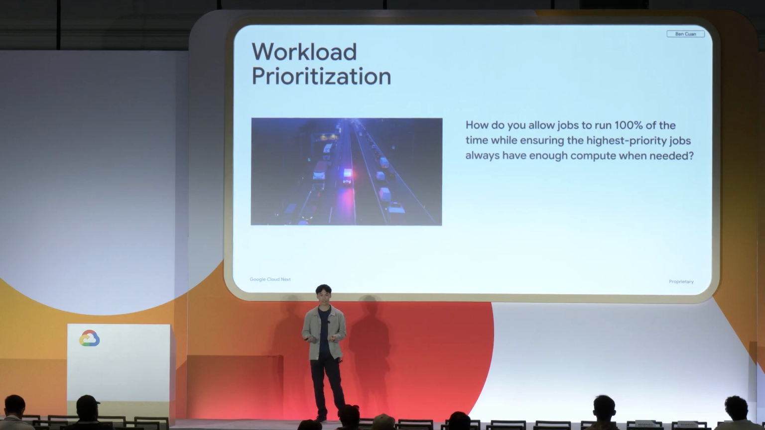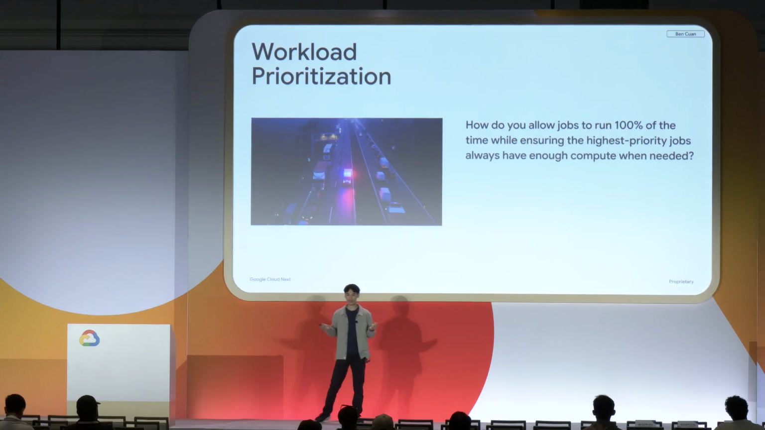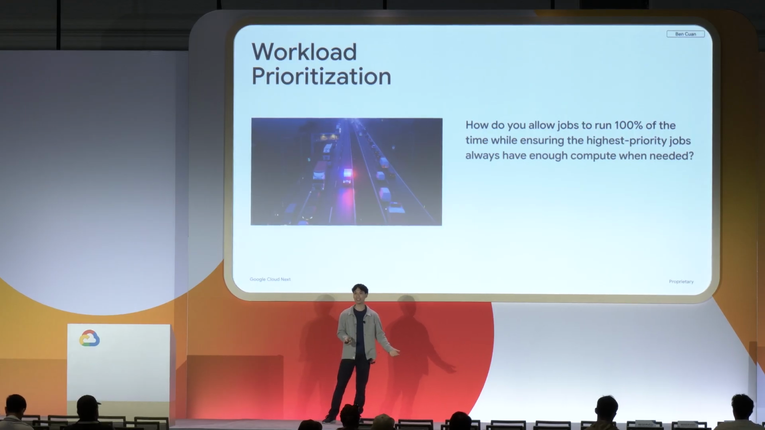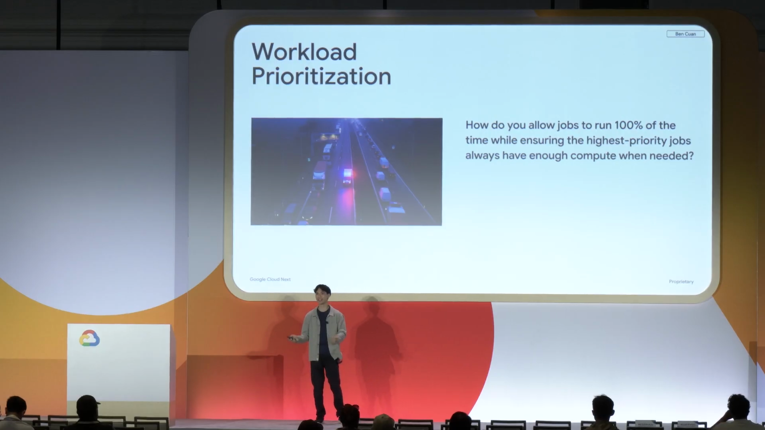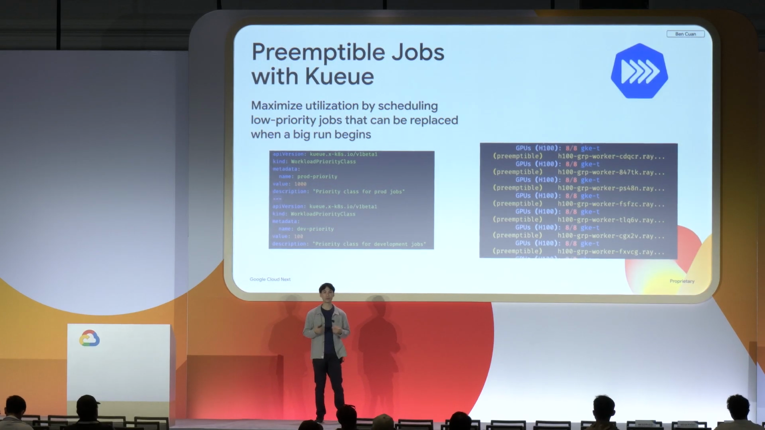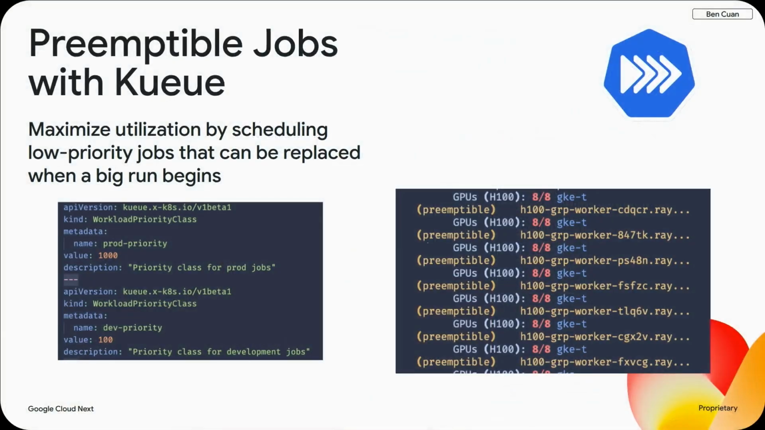Another example of a problem is workload prioritization. So how do we allow jobs to run 100% of the time while ensuring that our big hero training runs get the resources that they need without being blocked by lower priority tasks? And the way we solve that is with preemptible jobs with queue.